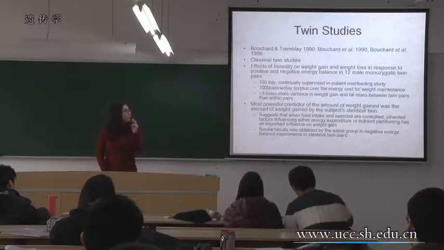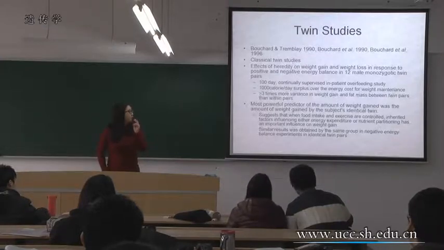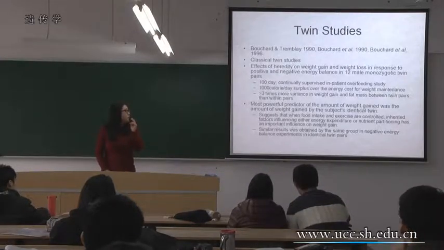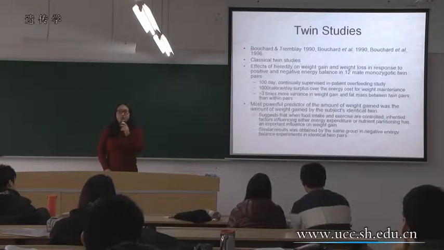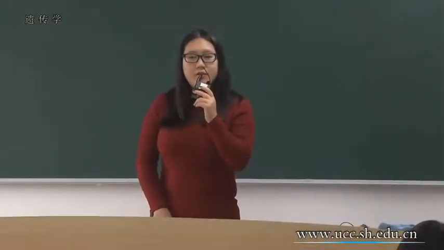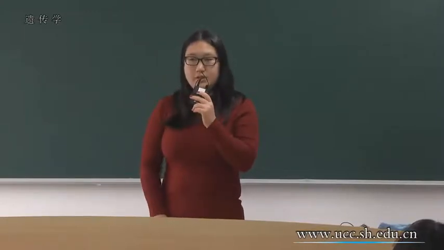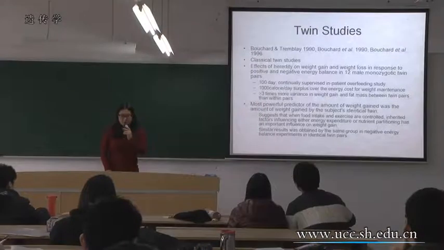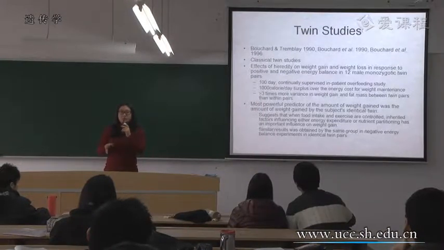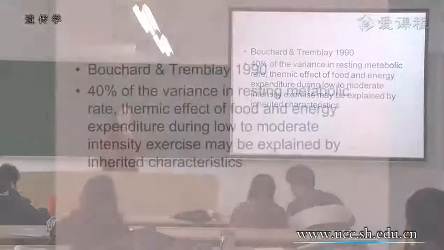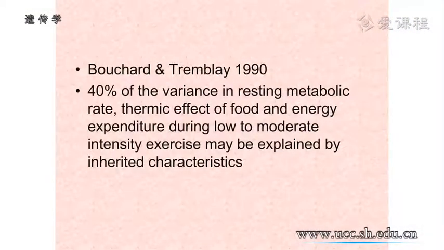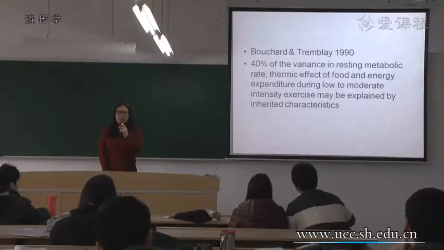effects of obesity. So these are just some more twin studies that were done. Twins were fed 1,000 calories more than they needed every day to see the differences in how the twins gain weight, and it shows that there was more variation between different pairs of twins than within the twin pairs themselves, which also shows the genetic influence in obesity. And so, as you can see, 40% variation in how we eat and spend energy is explained by inherited characteristics.